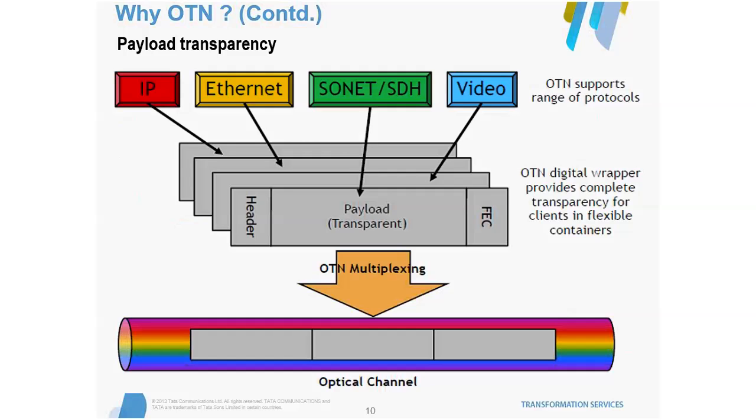So you have got this OTN, and this is the optical channel. OTN provides a wrapper, and the signal could be anything. It could be an IP signal, Ethernet, SONET, SDH, video, ATM, frame relay, fiber channel, but it provides a wrapper so that your signal gets wrapped into that and passed into the optical layer.